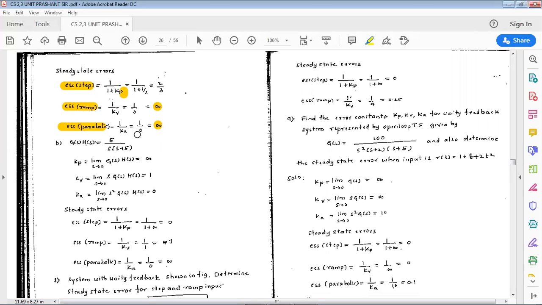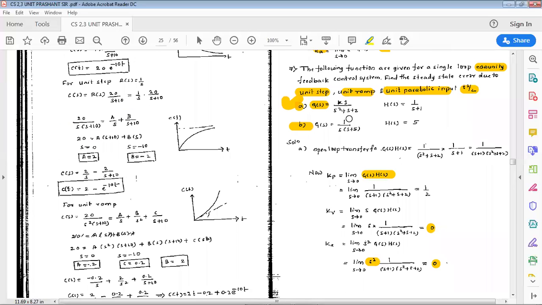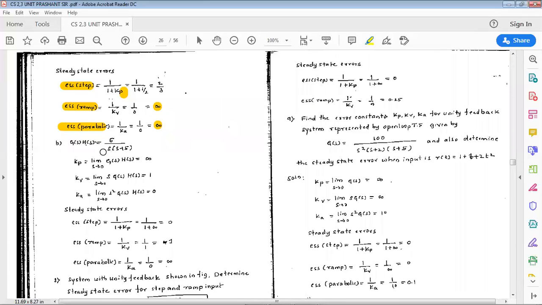In the second case, we have different values of G of s and H of s. If you multiply those, that results in 1 by s into s plus 5, and H of s is 5. So that results in 5 by s plus 5. Now we need to find Kp, Kv, Ka. We have the formula for Kp: limit s tends to 0, G of s into H of s.